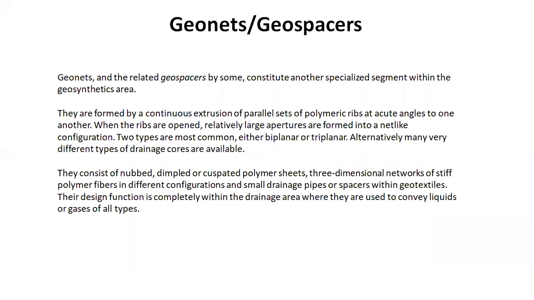Now we see next, geonets or geospacers. Geonets and the related geospacers constitute another specialized segment within the geosynthetic area. They are formed by a continuous extrusion of parallel sets of polymeric ribs at an acute angle to one another. When the ribs are opened, relatively large apertures are formed into a net-like configuration. Two types are common, either biplanar or triplanar.